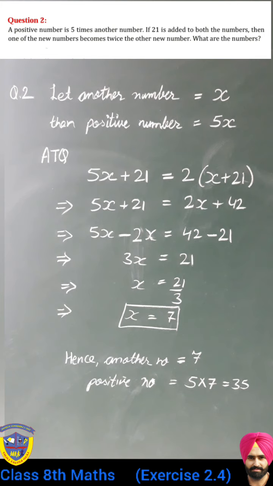Next step, divide both sides by 3. You will get x is equal to 21 upon 3. 21 divided by 3, you will get 7. Now the value of x is equal to 7. So put that value here. You will get x, the other number, is equal to 7, and the positive number 5 into 7 is equal to 35.